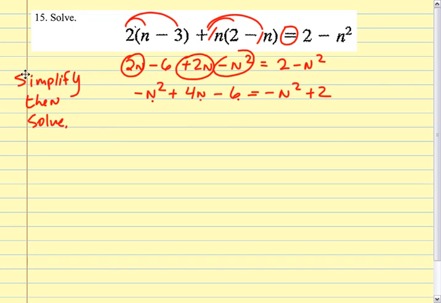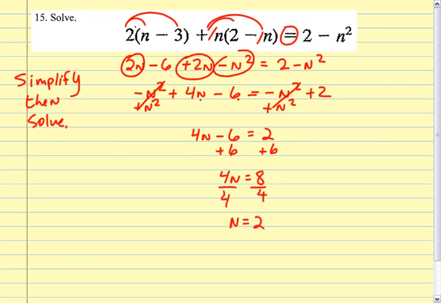Okay. Now the first thing I'm going to get rid of, I always get rid of the highest powers first. So I'm going to add n squared to both sides, and oh look, they cancel out. Nice. All right, so that leaves us with 4n minus 6 is equal to 2. Now I'm going to add 6 to both sides, and I'm going to get 4n is equal to 8. Beautiful. Divide by 4, and n is equal to 2. Perfect. Nice job, folks. Remember, you can always check by plugging it back in and seeing if you got the right answer. All right? Let's just do that real quick.